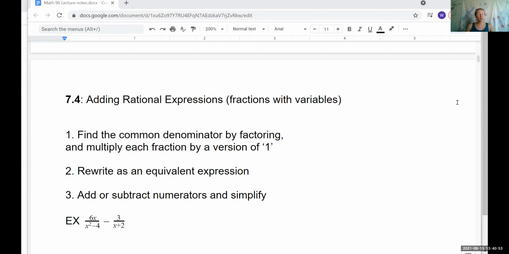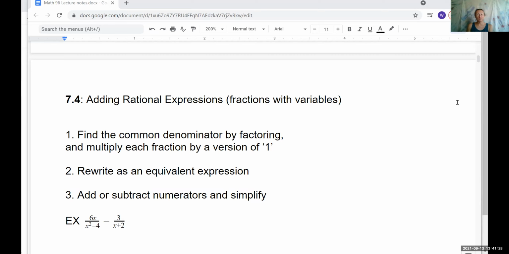In step 2, we rewrite each of our fractions as a fraction that is equivalent to its original fraction, because all we did was multiply by a version of 1. But now all of our new fractions will have the same denominator. That's going to be your hardest step. Once you've got that done, we can just add or subtract our numerators because all of our denominators will be the same. After that, we look to see if we can simplify our fraction at all.